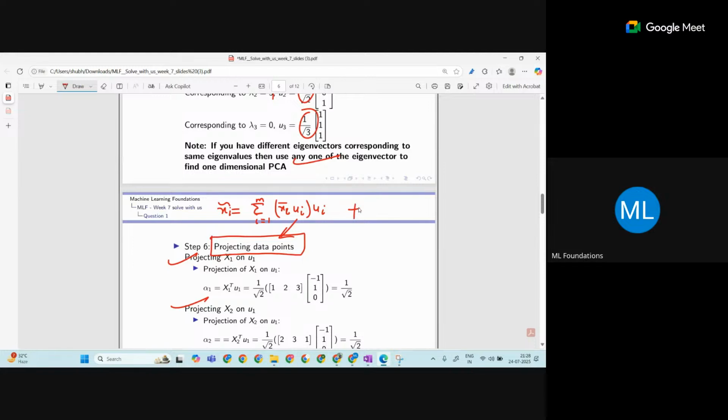Now in the next step, the projection with the mean. This is the summation from i equal to m plus 1 to d, and this is the mean. So mean transpose, and then u_i, and outside u_i.